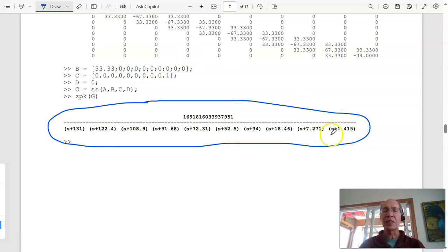What this tells me is the step response. The step response looks like this. The settling time is 4 over 1.4 seconds. No overshoot. Here's your DC gain. That's what the step response looks like.